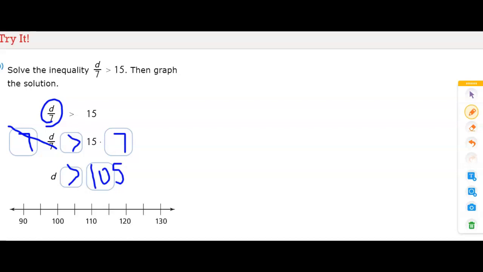So now we move to our number line or graph, and we're going to place it. So d is greater than 105. So 105 is here, and I'm going to have an open circle because my symbol is greater than, which means d cannot equal 105. It has to be greater than 105. So if it's open, it does not include 105, but it includes every single number that is greater than 105. And having that open circle is very important.